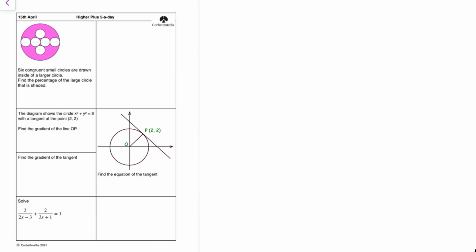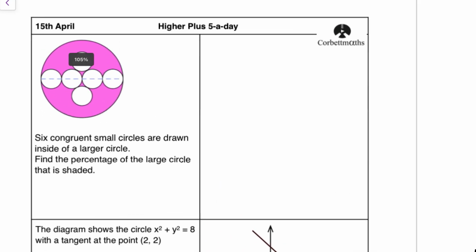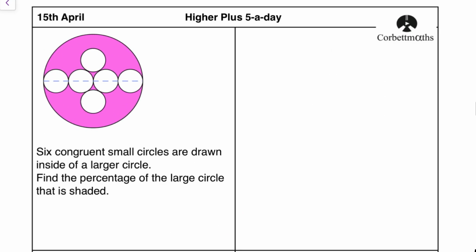I haven't zoomed in yet, but this first question looks quite fun, but let's go for it anyway. Key to these questions, read them carefully. Let's do this word for word. So 6 congruent means the same. Small circles are drawn inside of a larger circle. Find the percentage of the large circle that is shaded.